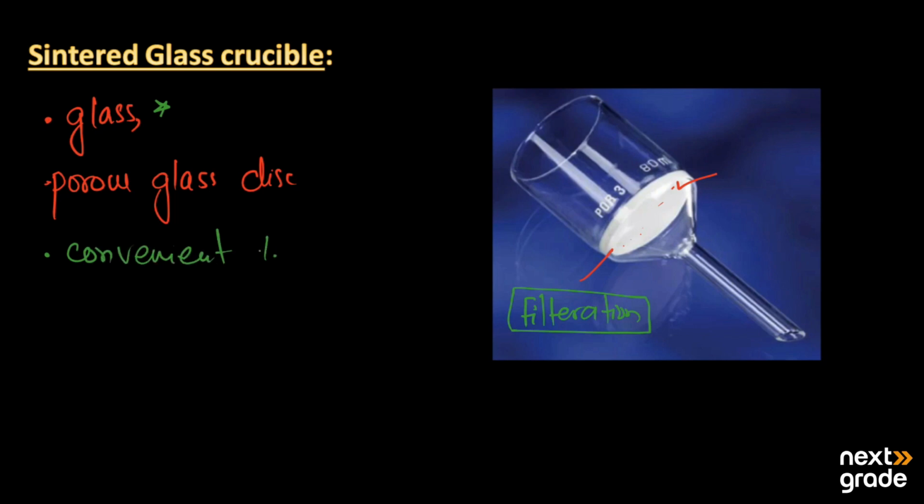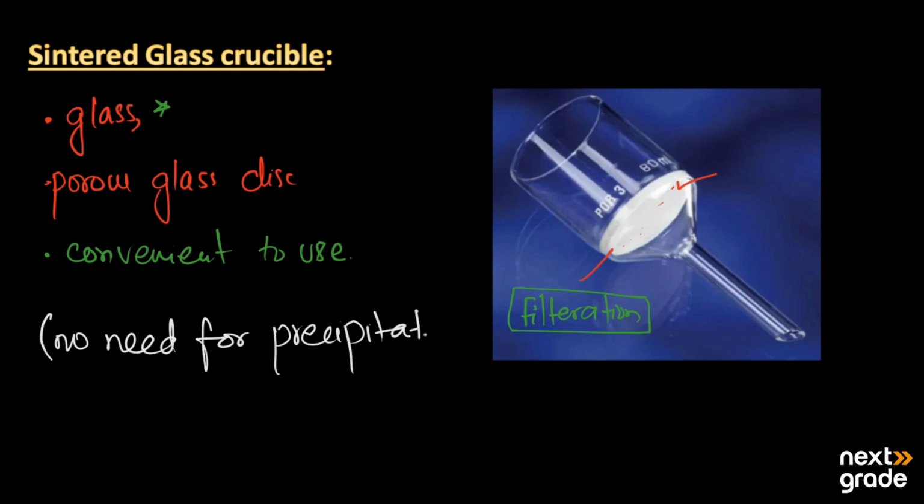How is it convenient to use? Because here we do not need the precipitation that was needed in the Gooch crucible, so there is no need for the precipitation. That's why it is more convenient to use as compared to the Gooch crucible. The reason is that it is made up of glass, so it does not react with other materials.